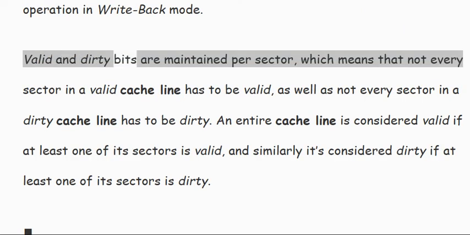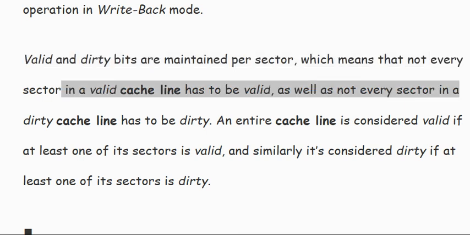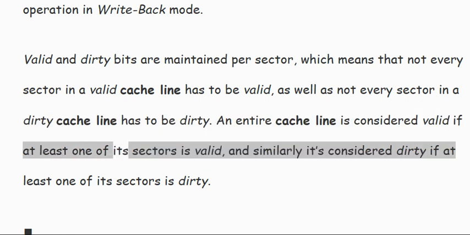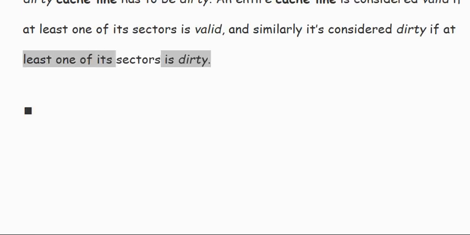Valid and dirty bits are maintained per sector, which means that not every sector in a valid cache line has to be valid, as well as not every sector in a dirty cache line has to be dirty. An entire cache line is considered valid if at least one of its sectors is valid, and similarly it's considered dirty if at least one of its sectors is dirty.